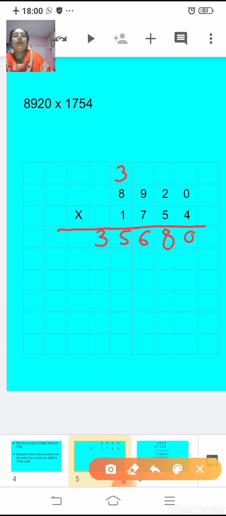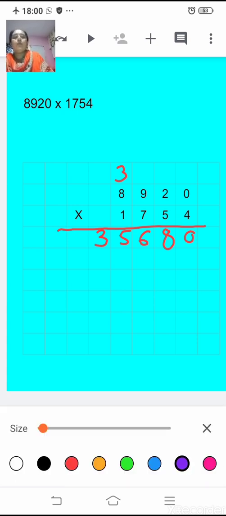Coming to the number in the tens place, 5. So in the ones place you will put a 0. 5 into 0 is 0. 5 twos are 10. 1 carry over here. We have finished with this. We'll cancel it. 5 nines are 45 plus 1, 46. 4 here. 5 eights are 40 plus 4, 44.